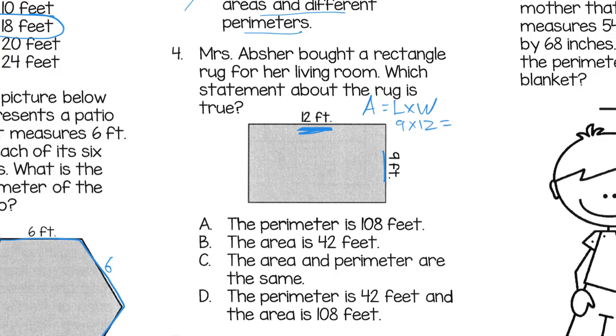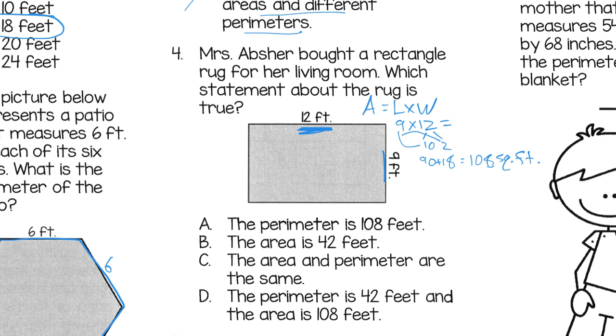Well, if you want to, you could break that 12 down into 10 and 2. 9 times 10 is 90. 9 times 2 is 18. Add them together and you get 108. So our area is 108 square feet.